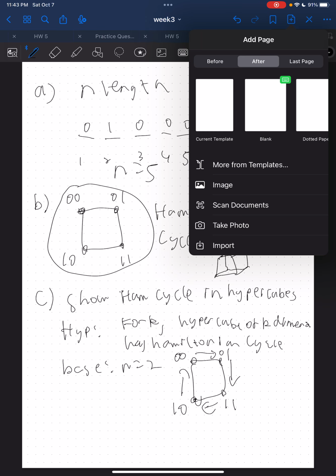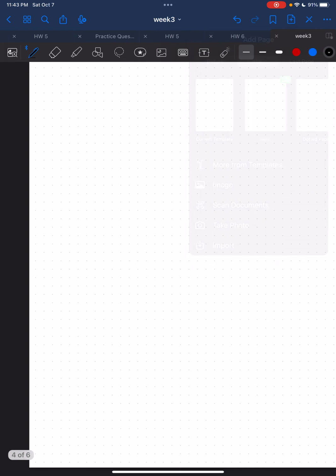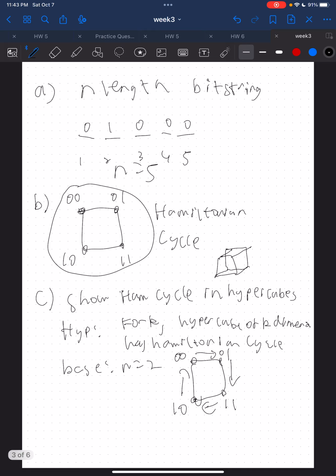I'm gonna add a new page here, and now all that's left is to prove the inductive step. And the inductive step for inductive proofs usually makes use of the inductive hypothesis, which is that for some k, the hypercube of k dimensions has a Hamiltonian cycle. So just for ease of drawing, I'm just gonna draw the case for 2, but this is without loss of generality.